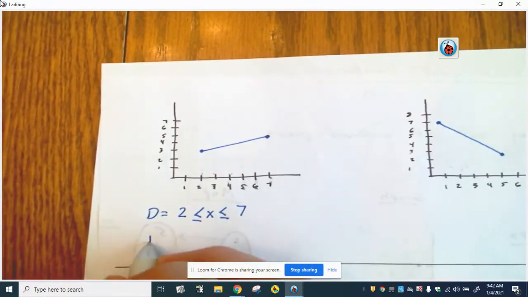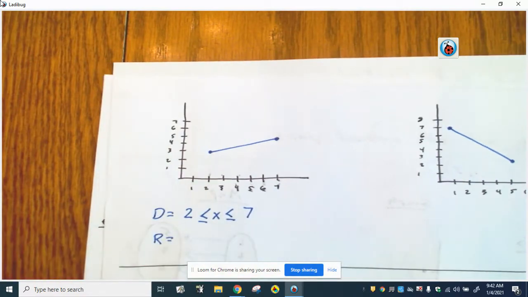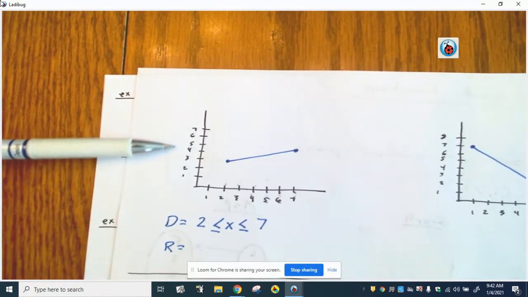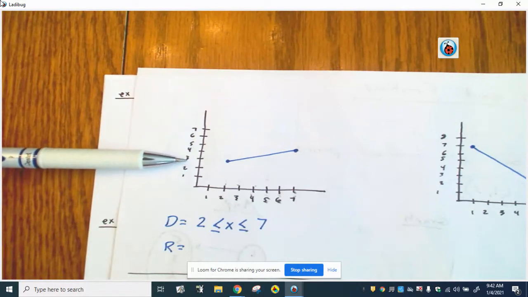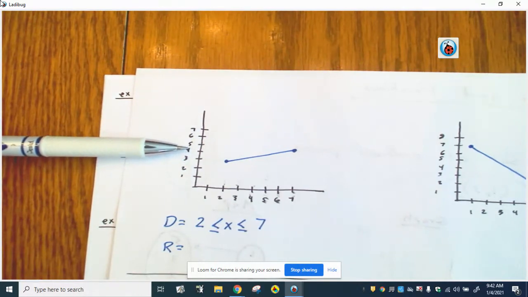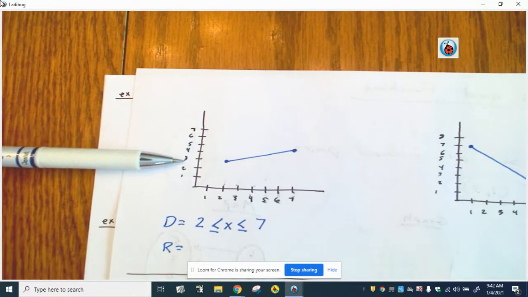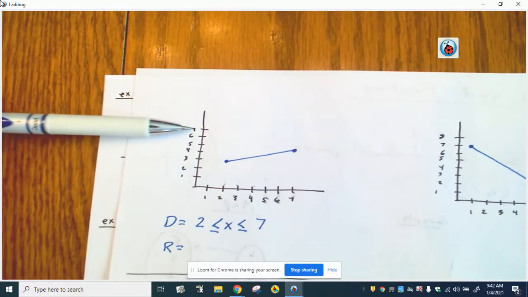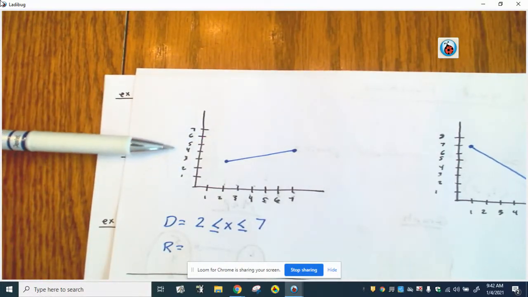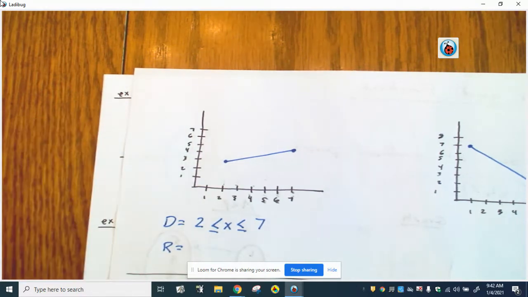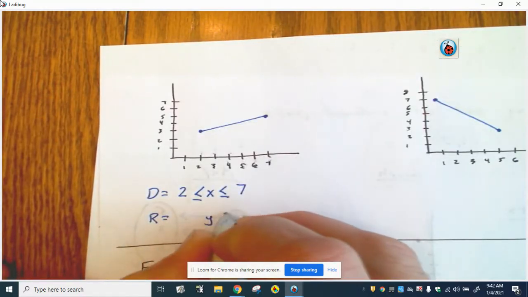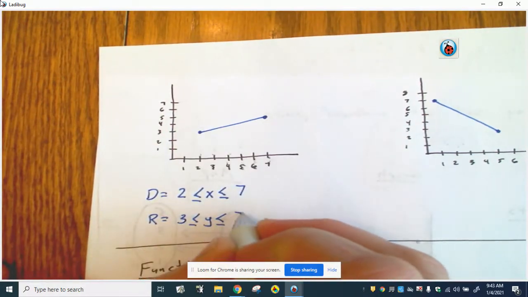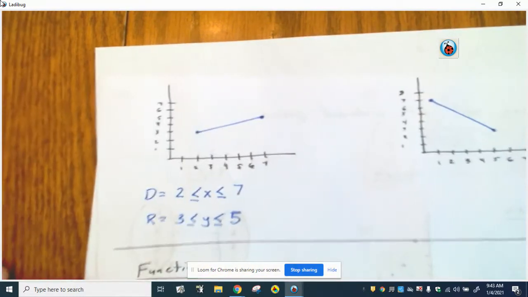okay? But then the range, right? Now the range, we're looking at the y values. Where is this graph located on the y-axis? Well, it looks like it starts at 3 and it keeps going all the way to 5, right? So it's basically only from here to here. There's no points down here and there's no points up here. It's only right through here. So basically what we would write is it's all the y's between 3 and 5. Okay?